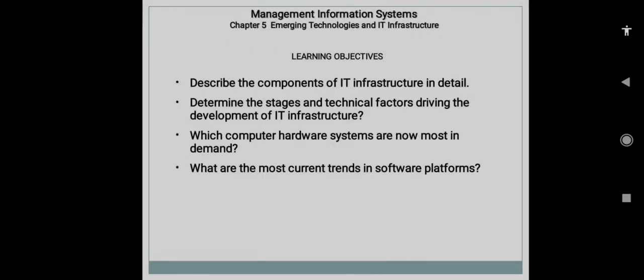Here are the learning objectives for this topic. Number one, describe the components of IT infrastructure in detail. Determine the stages and technical factors driving the development of IT infrastructure. Which computer hardware systems are now most in demand? Last, what are the most current trends in software platforms?